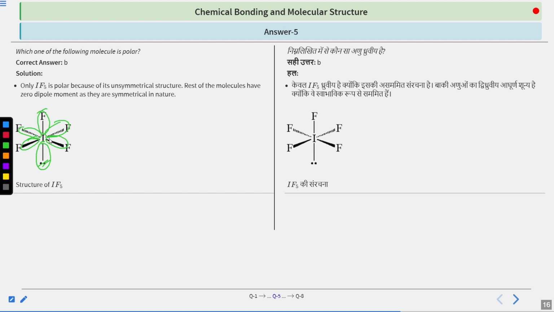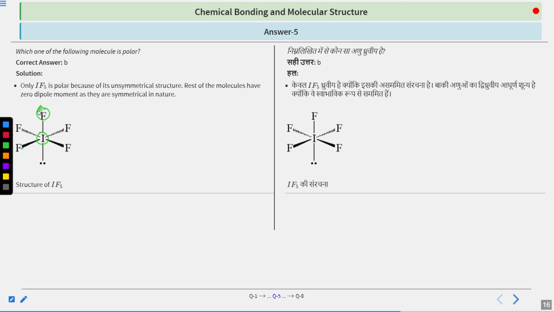Now what about the others? If you look at XeF4, in the central part we have Xe, and two of the F are replaced by lone pairs. Again, this F and F will cancel out, and this F and F will cancel out. Since there is a lone pair on both sides of Xe, that also will be cancelled out, and your compound will be non-polar.